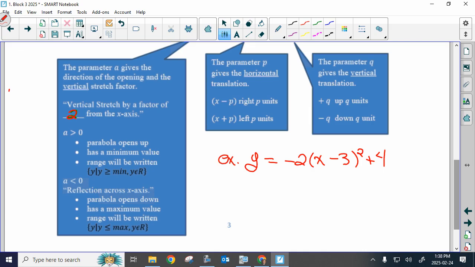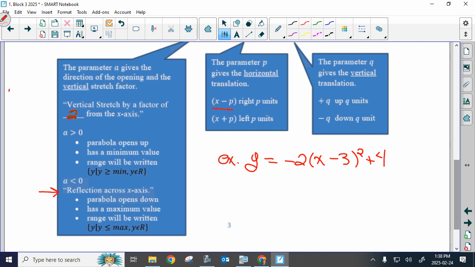Is that better? Now, if a is greater than 0, you'd say your parabola opens up. It has a minimum value, and the range will be written y such that y is greater than or equal to the minimum y value of the vertex. Now, if a is less than 0, you have to give this description. You have to say, oh, there was also a reflection across the x-axis. What that does is it changes your parabola from looking like this to looking like this.